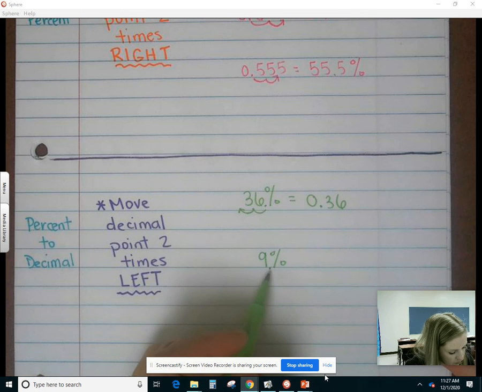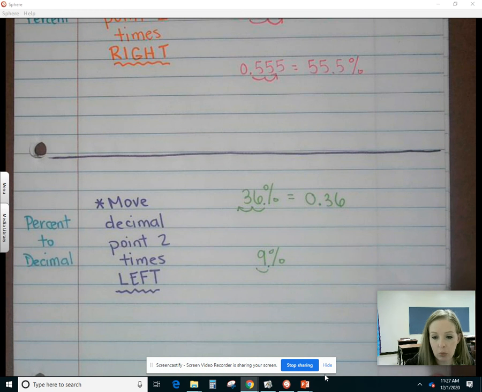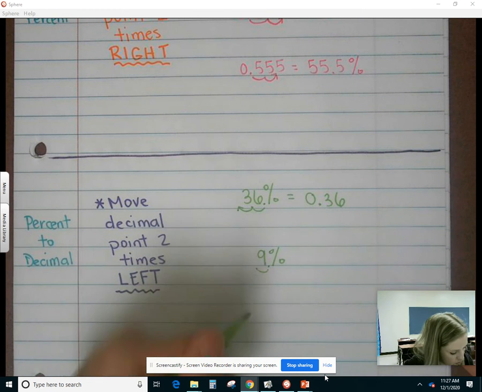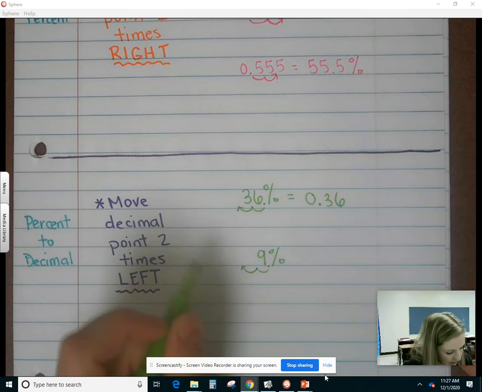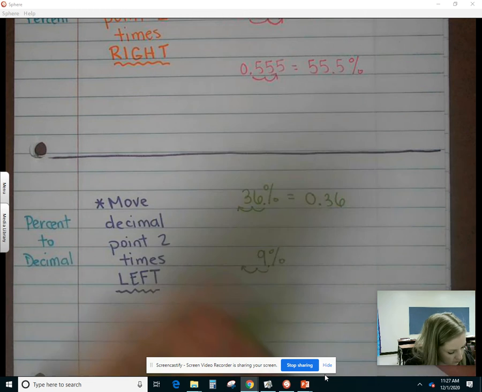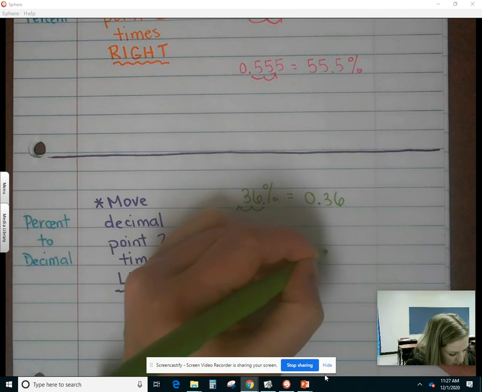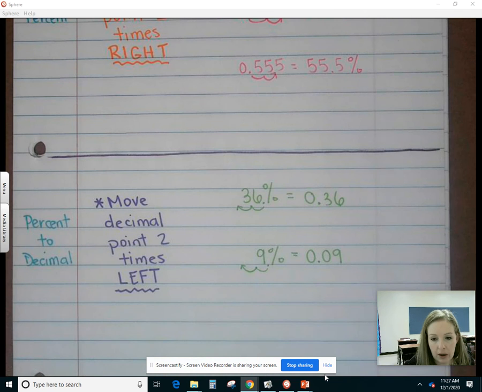Another example would be 9%. Some people like to just move that decimal point 1 time and say it's 0.9, but remember, it has to be 2 times. And again, if we have a blank space, we're going to put in a 0 there. So that would actually be 9 out of 100, 9 hundredths.